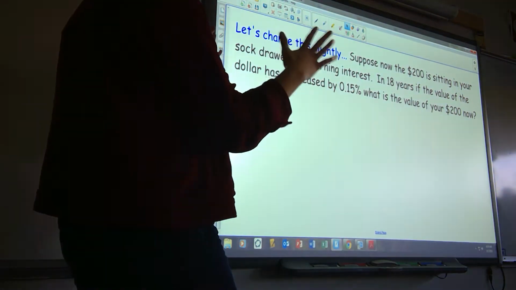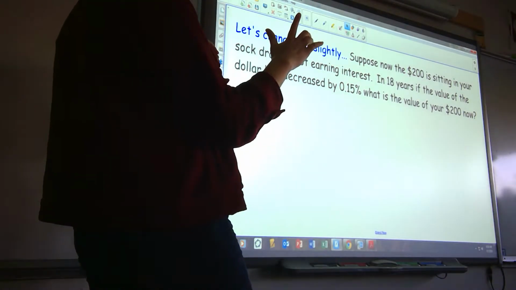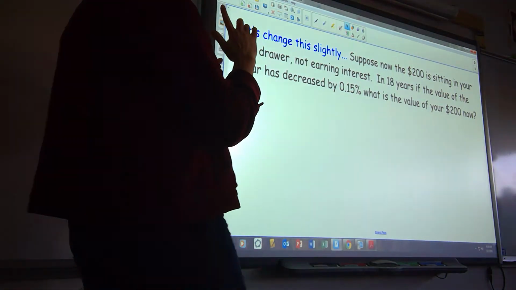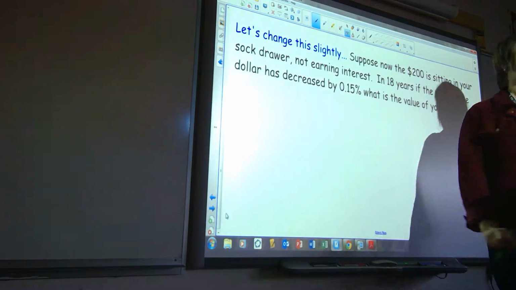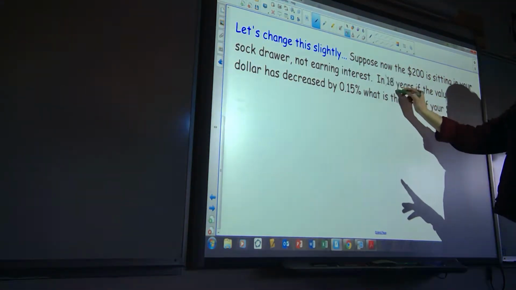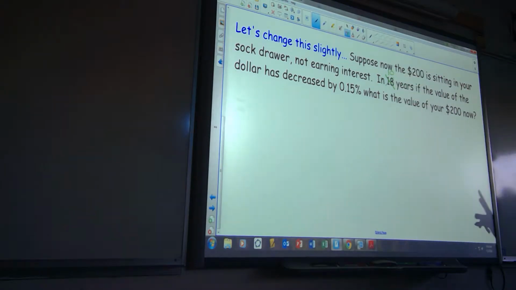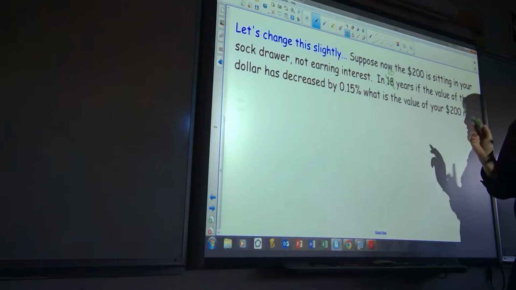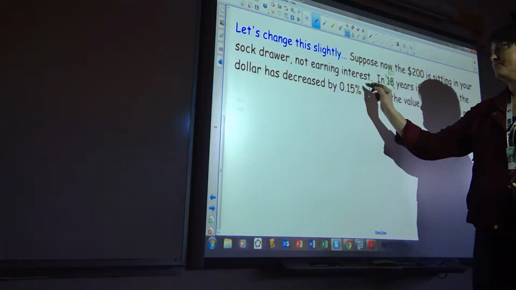The $200 is sitting in your sock drawer, not earning interest. In 18 years, although wait, wasn't it only 10 years in the previous problem? So let's make it consistent so that we can compare and contrast. In 10 years, if the value of the dollar has decreased by 0.15%, which I think is a fairly realistic value, what is the value of your $200 now? Okay, so this is a depreciation problem.